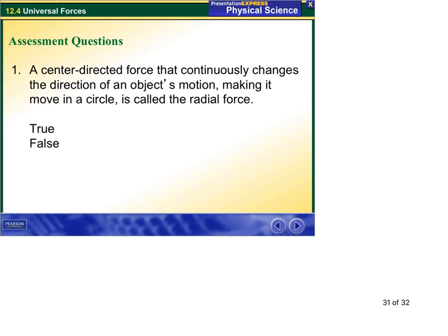And a center-directed force that continuously changes the direction of an object in motion, making it move in a circle, is also called the radial force. Not the radial force, false, but the centripetal force.